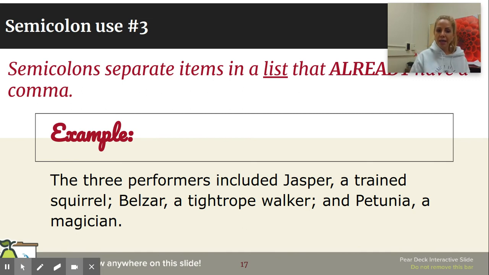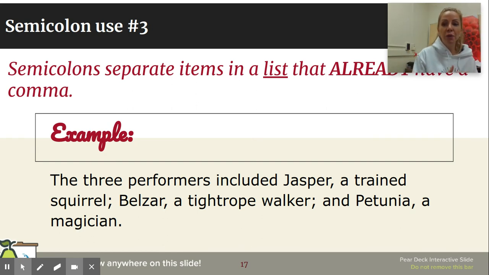Okay, so again, without the semicolons there, it would look like I'm listing 6 people, and that's not correct. It's 3 different people with descriptions of what they do in their performance. So I use the semicolon in between to show my reader that. And as a reader, I see that there are 3 people with descriptions, right? So it's important that we know how to read that and we know how to write that, okay?